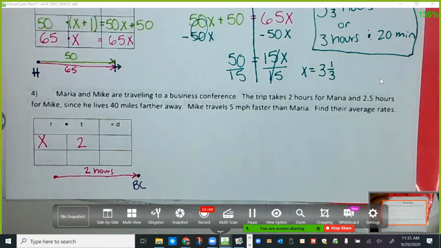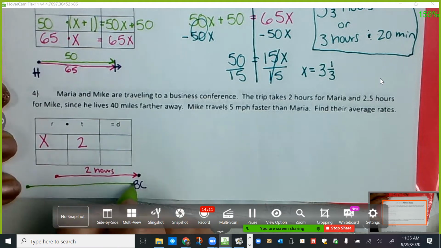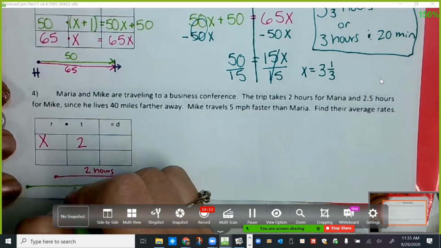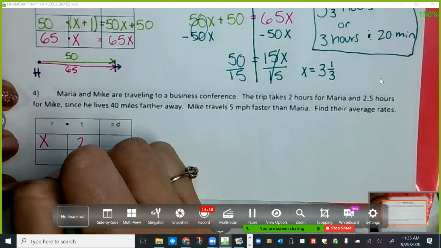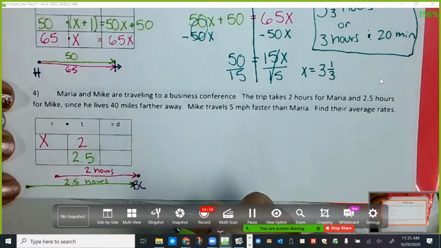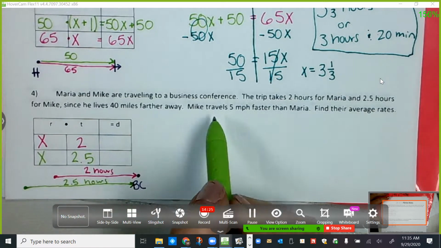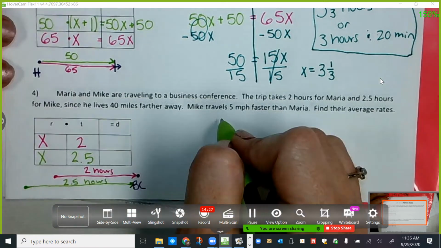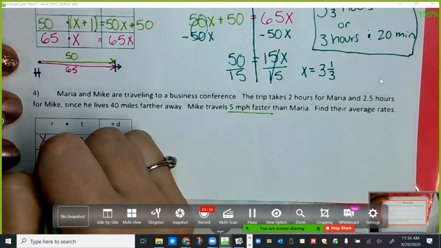So then we have Mike, but we know Mike lives further away, so I'm going to draw his dot over here. And he goes this way to the same place, and it takes him 2.5 hours. So again, we know his time. Do we know his speed? No. What does it tell us about his speed, though? He's 5 faster than me. What do you think that means, like what happens? What does 5 miles per hour faster mean? Plus, minus, multiply, divide, plus 5.